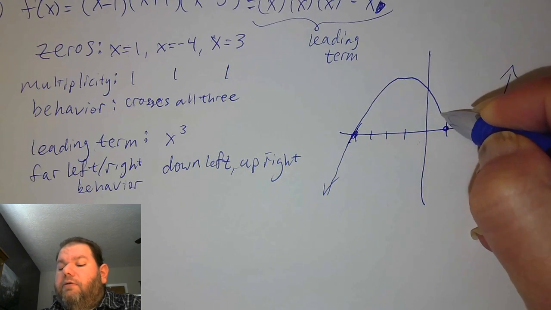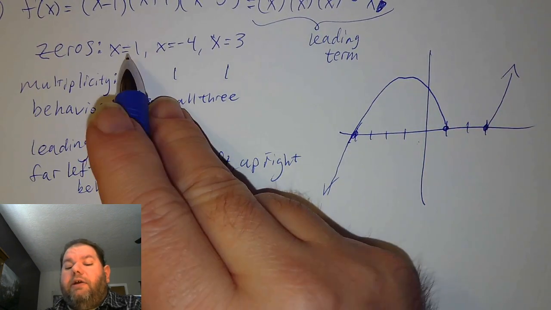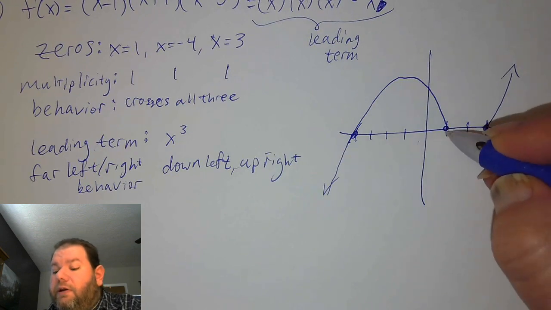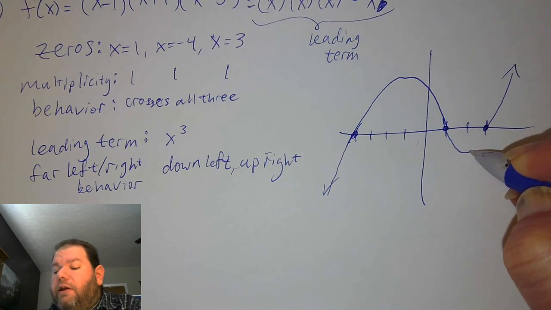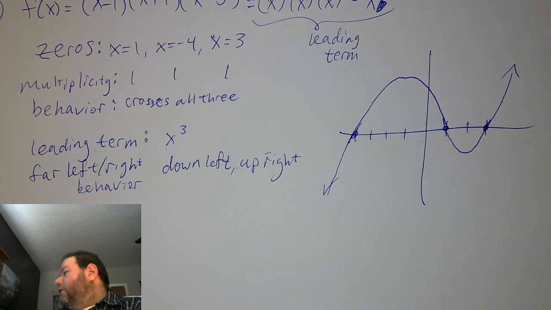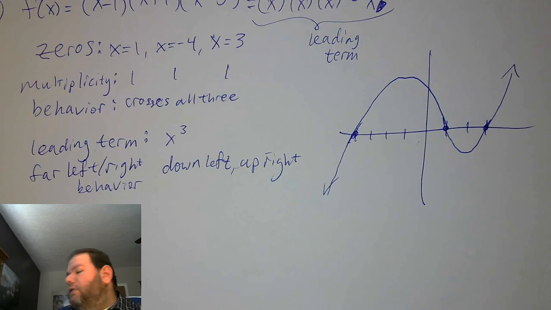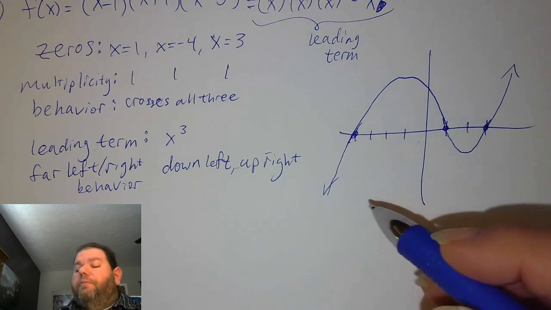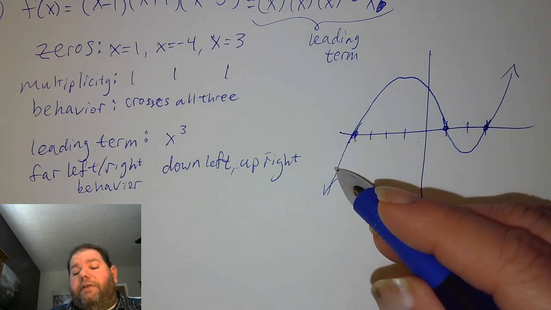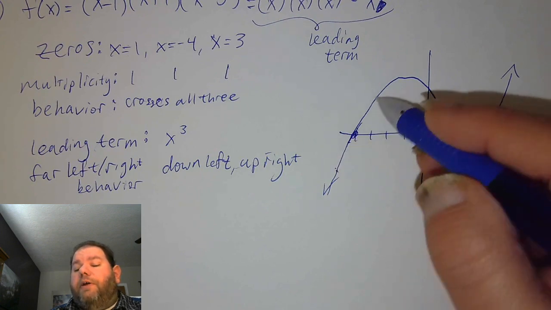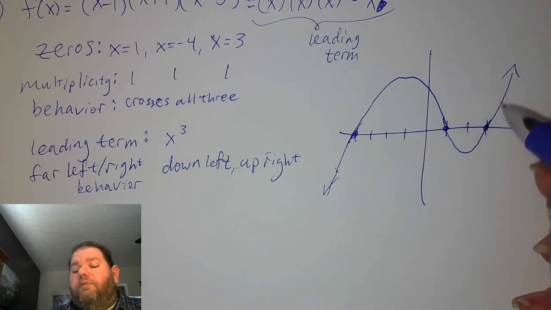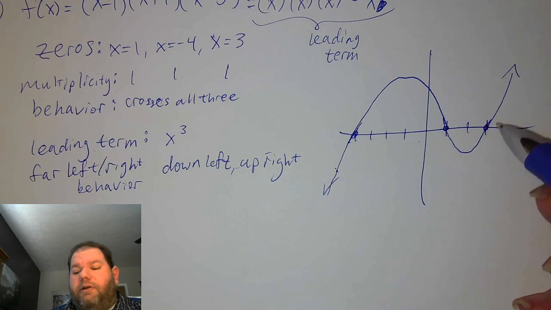And we get to 1, and at x equals 1, we know it crosses. And then at x equals 3, we know it crosses. So it crosses, crosses, and crosses. Now, because we started at the left end, by the time we link up with the right end, we should have the correct behavior there.